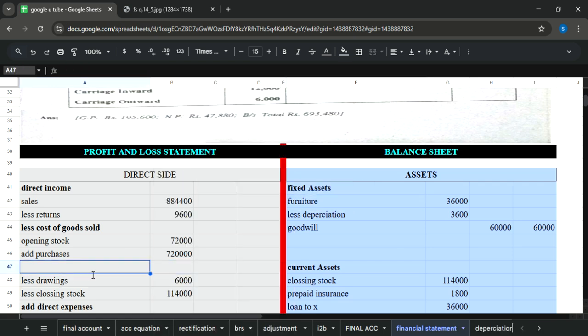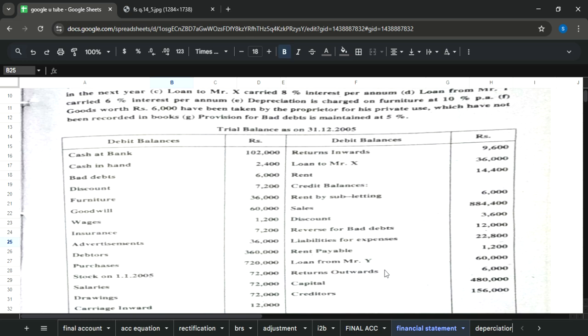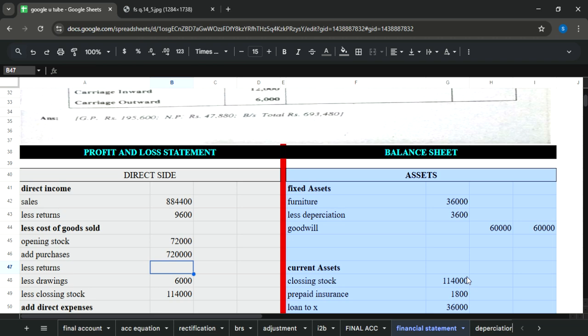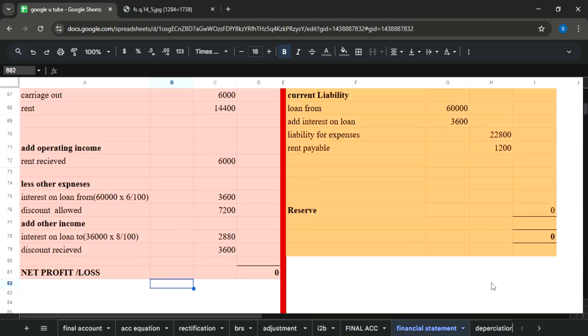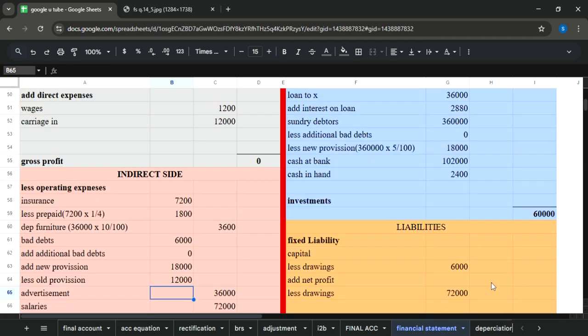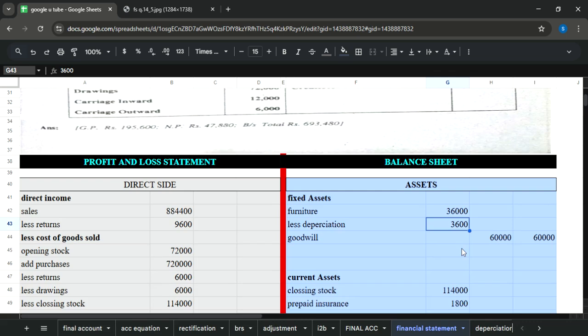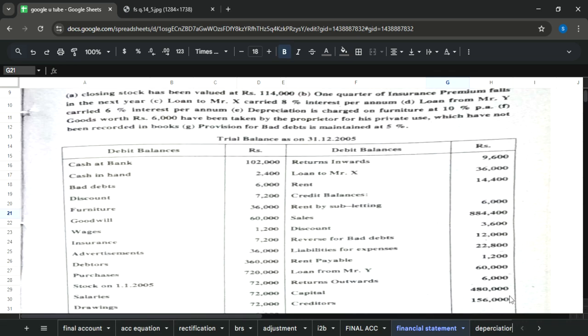What you will do, less returns. Since these are purchase returns, how would we know that? It is outward. Purchase means goods are coming in. When you return, it will go out. So these are return out. 6,000 you will mention over here. After return out, we have capital of 80,000. Capital is already mentioned over here, and you will write 80,000 amount of capital. Then the last element is creditors, 156,000.